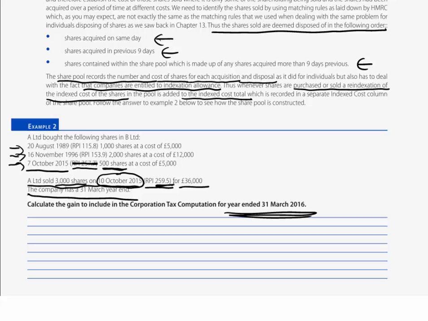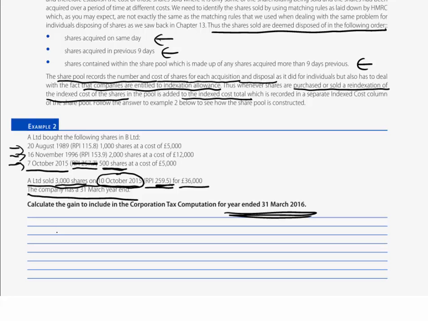There is no indexation. But if you have not already, delete the incorrect RPI given there for the 7th of October 15. If, of course, you're looking at this on a later, updated version of these notes, then there may not even be an RPI next to the 7th of October 15. Hopefully that will be the case. Or indeed check on your errata sheet to see whether that is included there. But for us, a simple exercise to begin with: of the 3,000 shares sold on the 10th of October, the first 500 come from the 7th of October 15 acquisition.